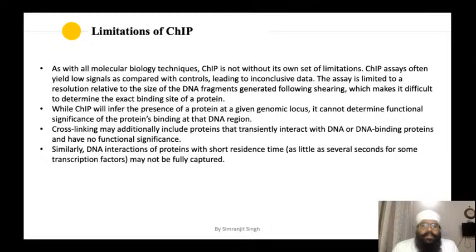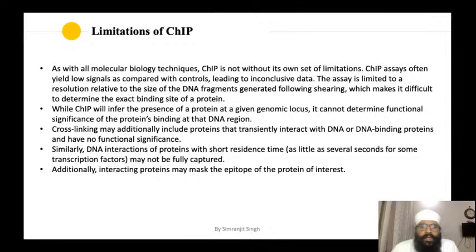There are some limitations. Although it shows the presence of proteins at a genomic locus, it cannot determine the functional significance of protein binding at the region. Additionally, proteins may mask the epitope of the protein of interest, and DNA interactions of proteins with short residence times may not be fully captured in the case of ChIP.